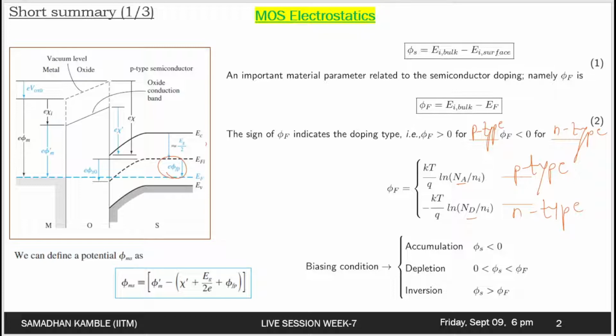Also, we can define an important potential here. It is called phi ms, which is nothing but the difference of the work function of the metal and the semiconductor, and this is also written here as a function of different parameters like chi prime, phi m, phi f, and the band gap Eg.